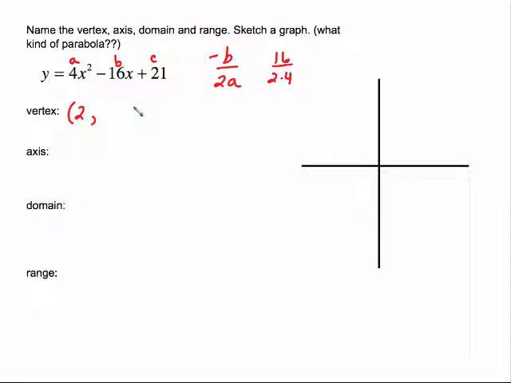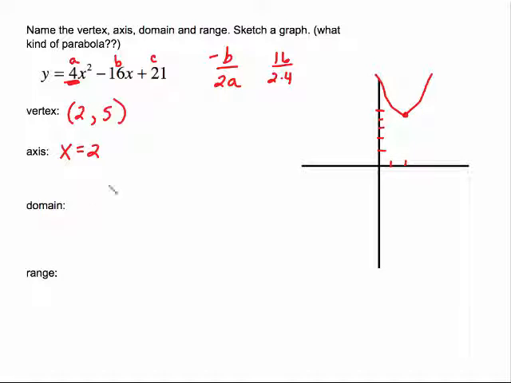Now, to find the y part, all we have to do is stuff 2 into this equation. You can use your calculator or you can do it by hand, and we get 2, 5. Put 2 in for those x's, do the arithmetic, and you get 5, which means the axis is x equals 2. The domain and range I'll do once I get my graph. So the vertex is over 2, up 5. This is a positive number, therefore it opens up.